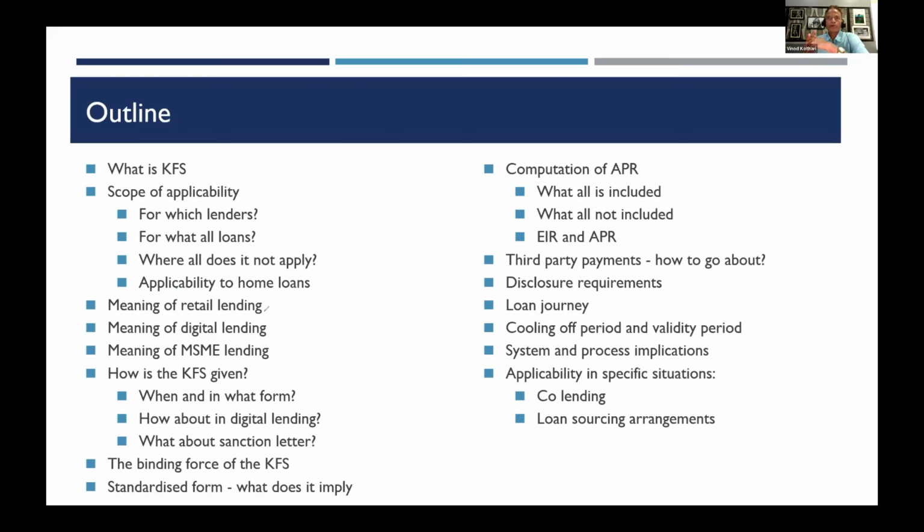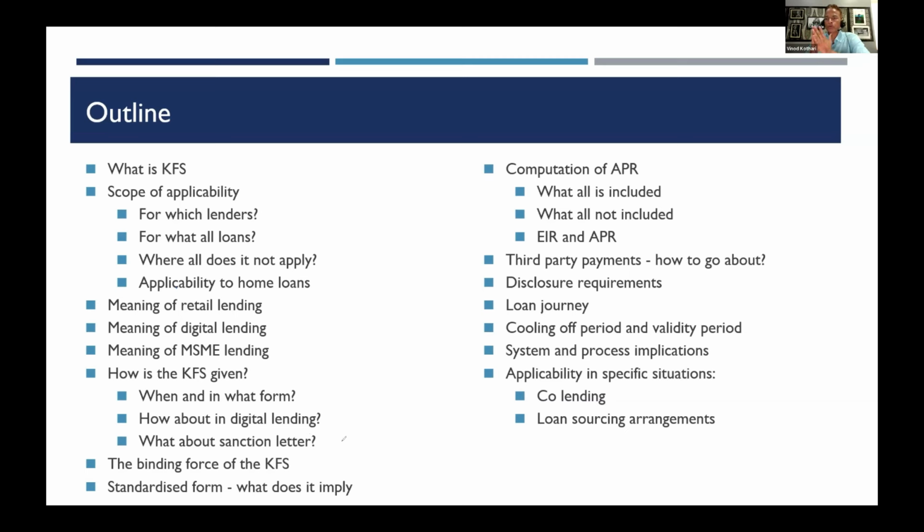From the point of view of logistics, the question comes, how is the KFS to be given, at what stage, in what form? Do we get an acknowledgement of the KFS? Then how do we go about doing the loan execution? In terms of loan journey, where does the KFS get interposed in the entire loan journey? And of course, a very critical question is what happens to the good old sanction letter?